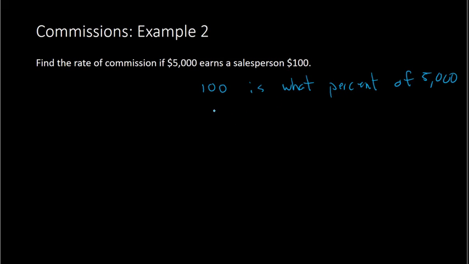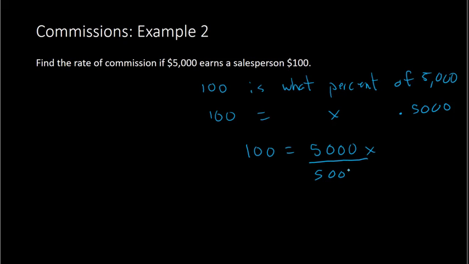So I can set this up as an equation. 100 equals, what percent is an unknown? We'll call that x. Of means multiply, and then we have multiplied by 5,000. So my equation is 100 equals x times 5,000, or 5,000 times x, same thing. And then to solve for x, I can divide both sides by 5,000. When I do that, the 5,000s cancel. I'm left with x equals 100 over 5,000.